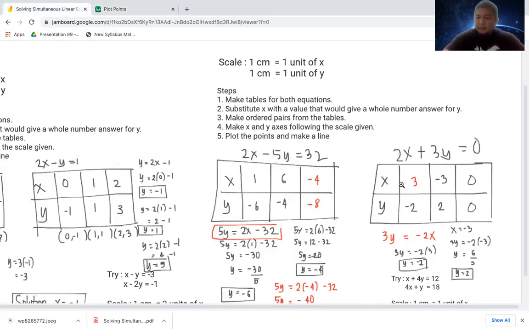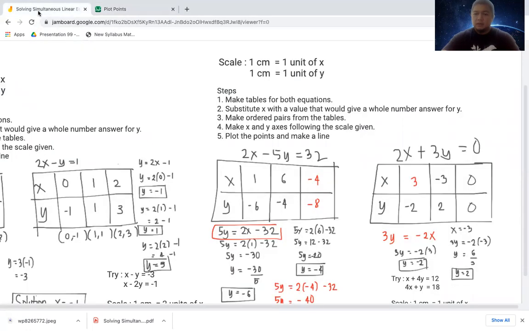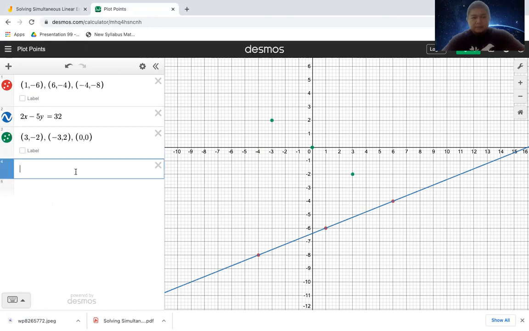So the first point is at 3, comma -2. So we write here 3, comma -2. The next one is -3, comma 2. And then the next one is at 0, comma 0. And as you can see, these are the 3 points that you can have. And if you extend the line, it will intersect the other equation.